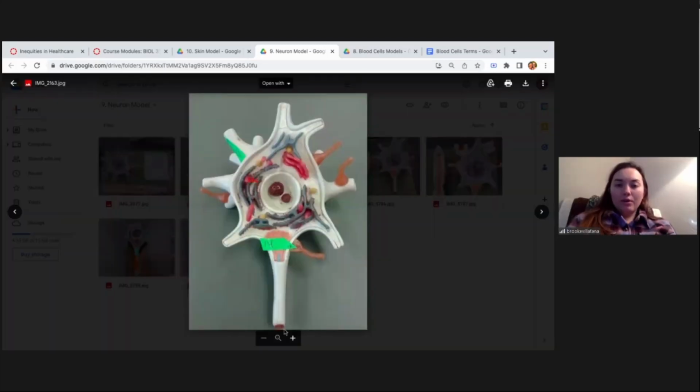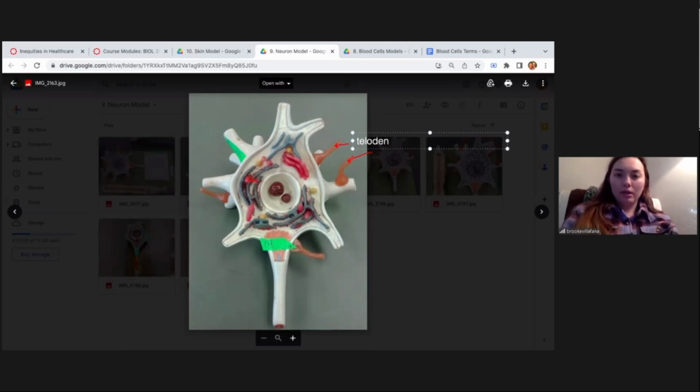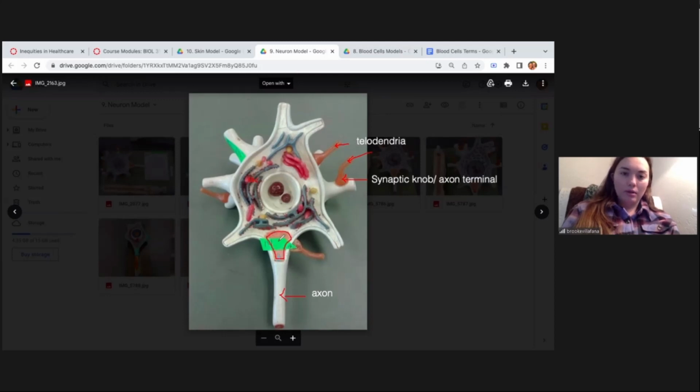Okay, here is another neuron. This is the same stuff that you would be labeling. We might use this neuron. Each of these little guys, what are those called? They're the telodendria. What are the round parts? The round parts are the synaptic knob, axon terminal. This down here would be the axon. And then the axon terminal is this part here, that middle portion where they kind of meet.